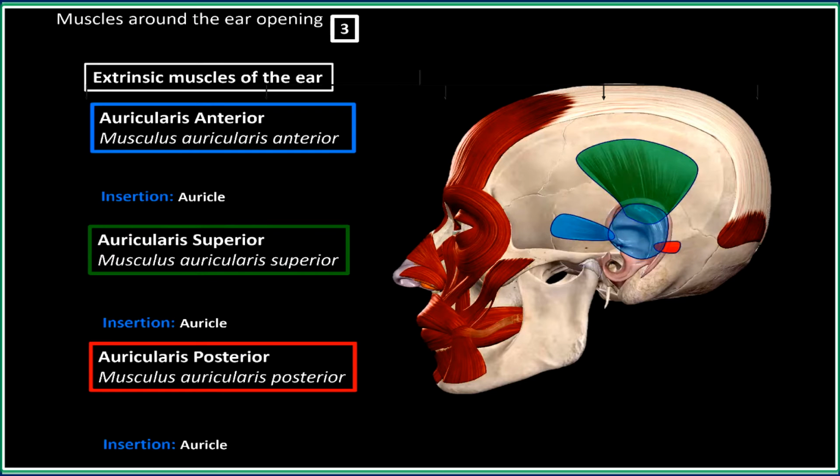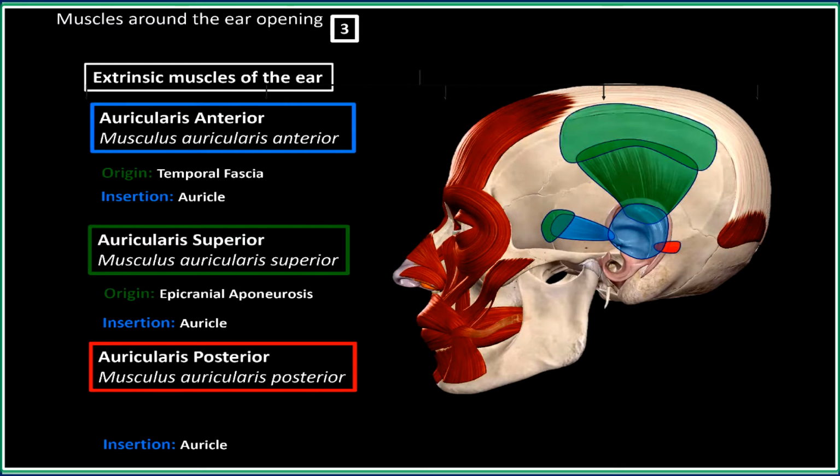The auricularis anterior originates from the temporal fascia, which is the fascia covering the temporal muscle. Auricularis superior originates from the epicranial aponeurosis, and the auricularis posterior originates from the temporal bone. Their common function is movement of the auricle to each direction, as you see here.